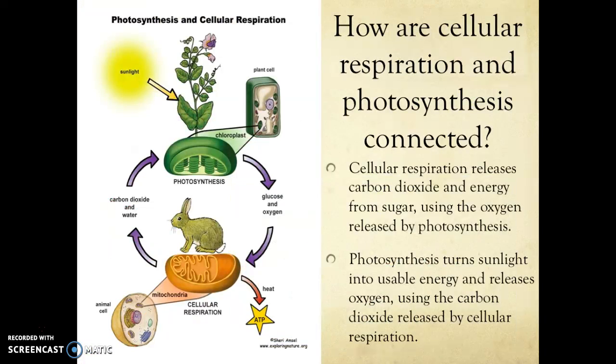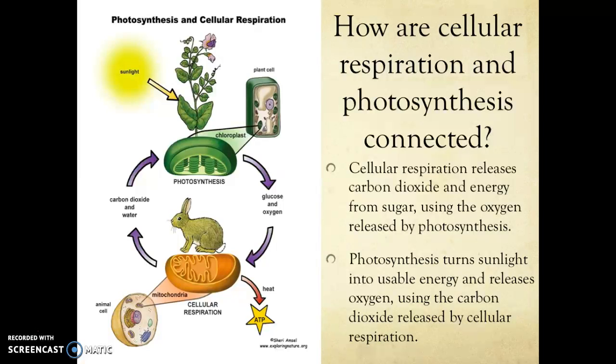All right. So cellular respiration and photosynthesis are connected to each other. And basically, the way they're connected is the stuff that is released in one of those processes is used by the other. So for example, cellular respiration releases carbon dioxide and energy. And it also releases water, if you saw on the last slide. So cellular respiration releases that stuff using the oxygen that was released by photosynthesis.